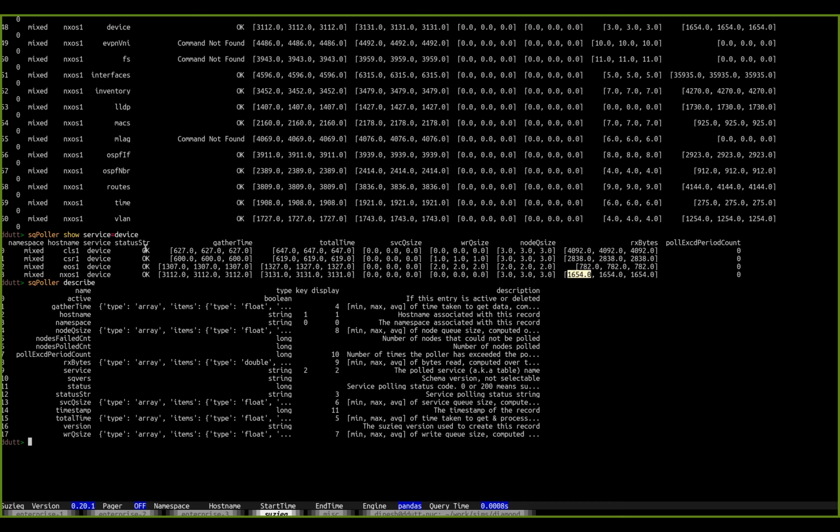We will change. Yeah. In the upcoming release, the status is no longer going to be a code, it is going to be a string. The gather time tells you how long it takes us to gather the data. The total time is the time it took for us to gather and process the data. So the difference between total time and gather time is the processing time.